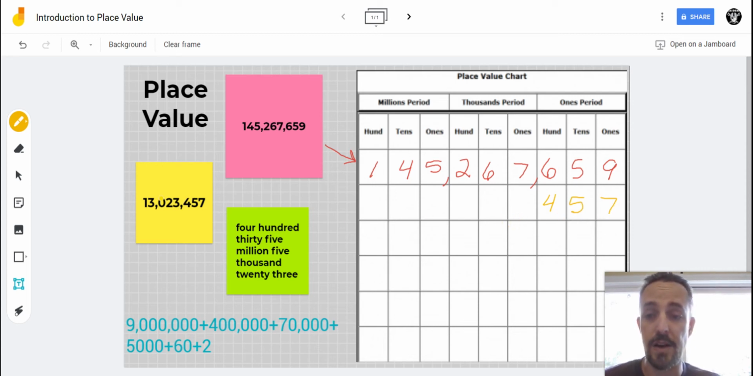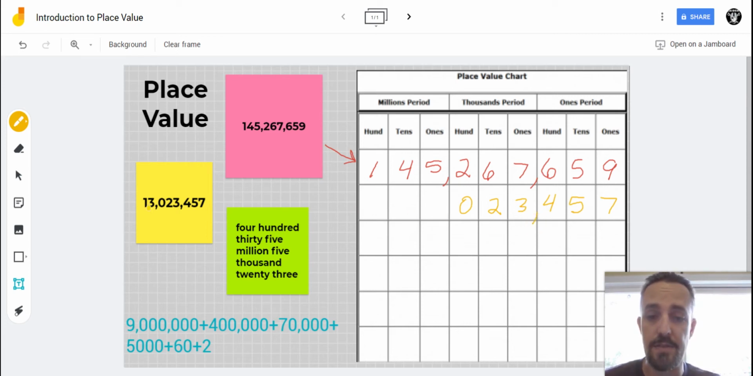Then I look here and I go, okay, 23,000. So I have a 0 in the hundred thousands column, so I need to hold the place value. I put my 0 there, and then I've got a 2 there and a 3 there. So 23,000. I'm going to go ahead and put my comma in right now.